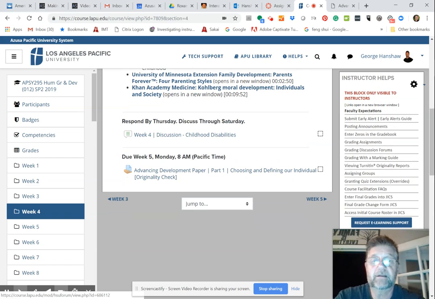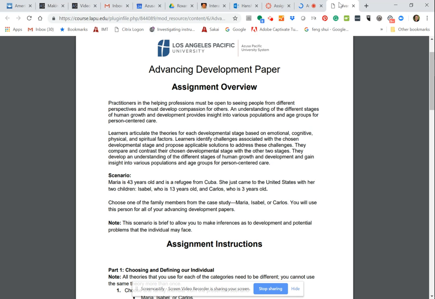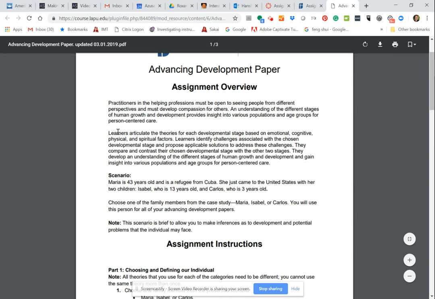So we're going to be looking at childhood disabilities. And what I'm going to talk about now is our week due Monday, week 5, is the advancing development paper. Part 1 is going to be due. And if you look at the assignment overview, you're going to be looking at a scenario.